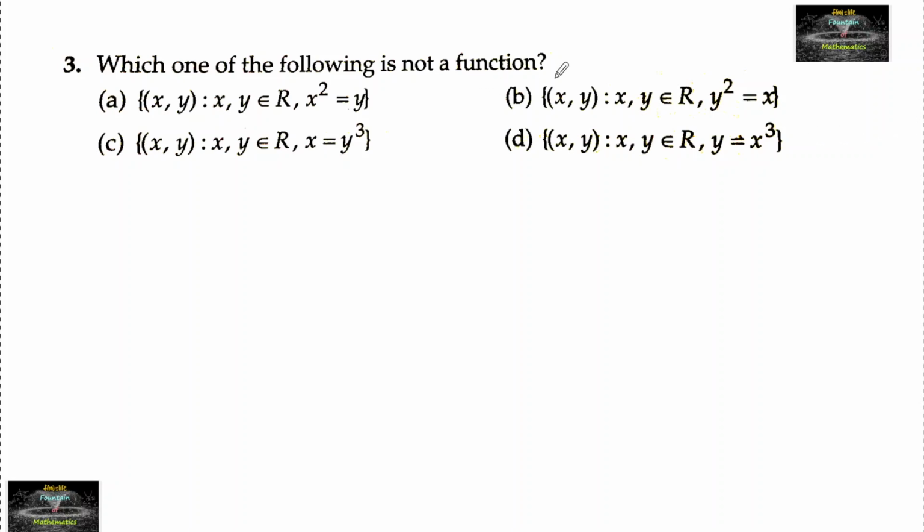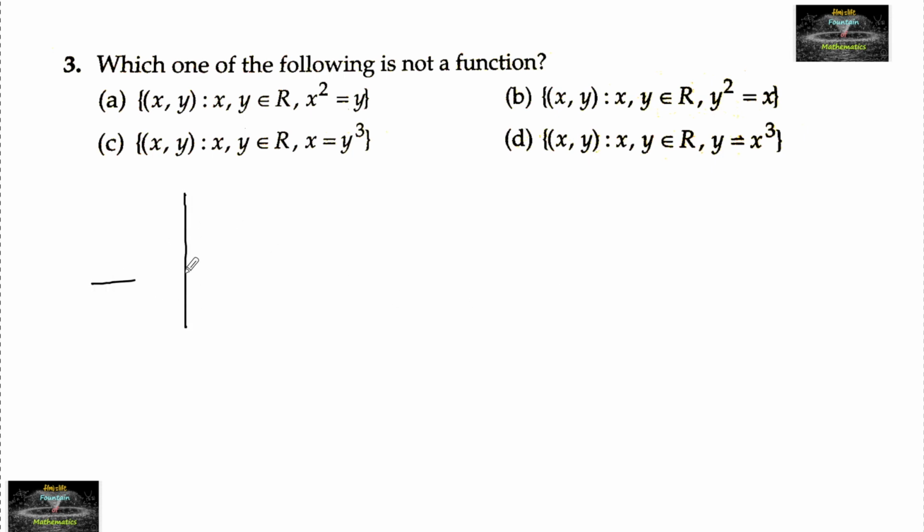Which one of the following is not a function? So the first one: (x, y), where x and y are real numbers, x² = y. Second option: (x, y) belongs to R, where y² = x. Third function: x = y³. And fourth function: y = x³. Let us solve this problem with the help of a graph.